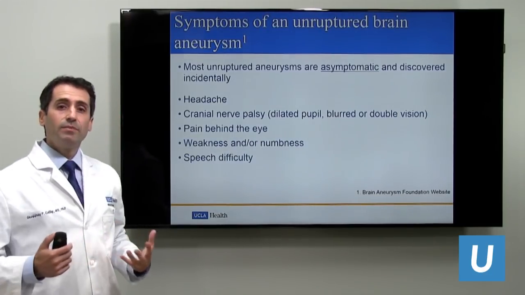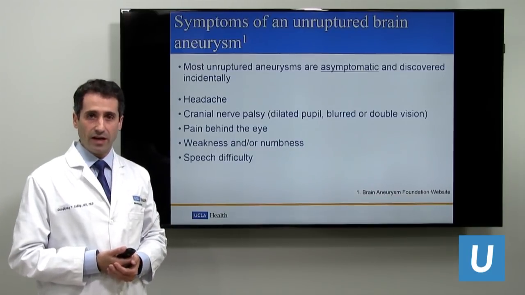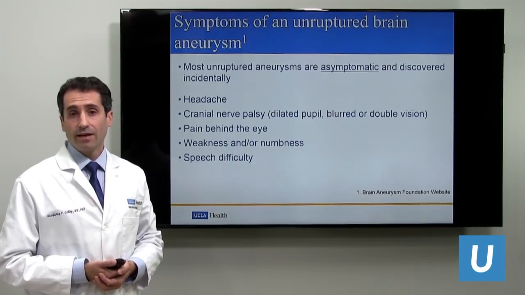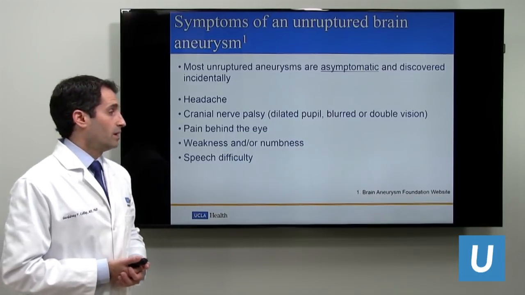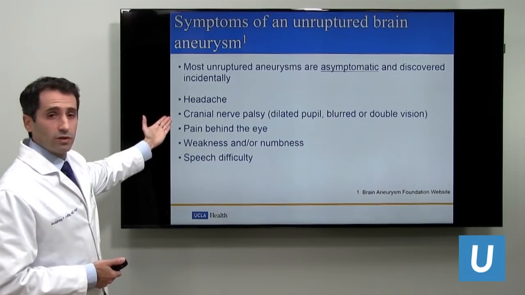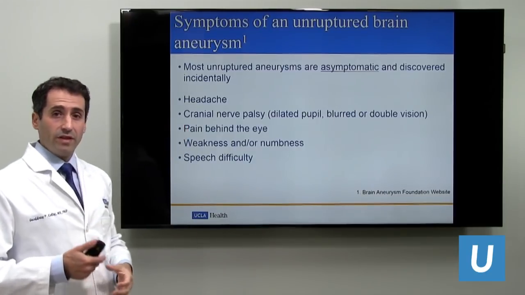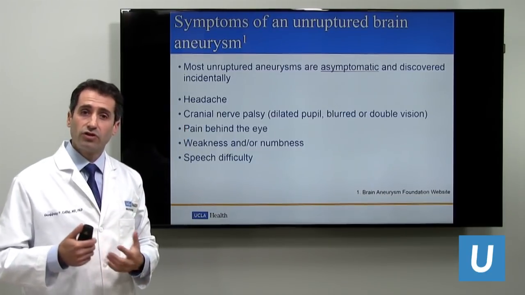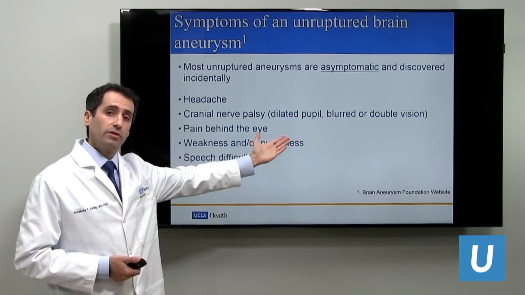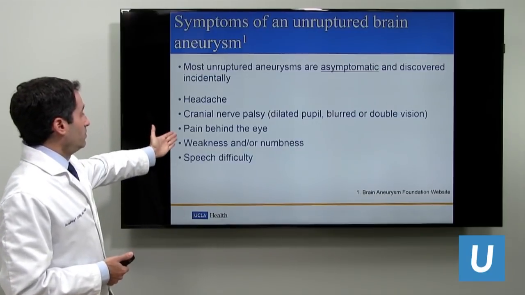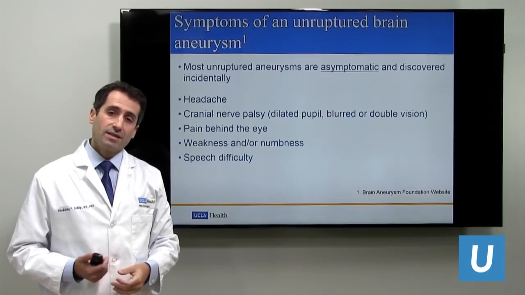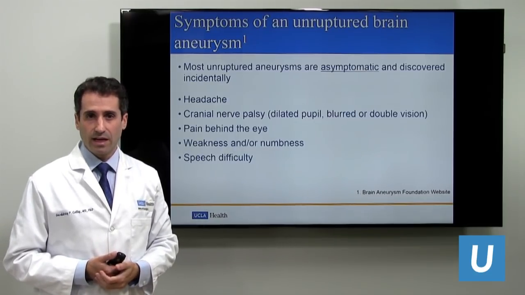So what are the symptoms of an aneurysm? How does a patient know they have an aneurysm if it's not ruptured? Most of the time these aneurysms are actually asymptomatic and the patient doesn't know they have them. Sometimes there are symptoms associated with them. They can cause headaches. They can cause what's called cranial nerve palsies, which is when the aneurysm reaches a certain size and can push on some of the nerves in the head, and that can lead to things like dilated pupils or blurred or double vision. They can cause pain behind the eyes, weakness or numbness, and sometimes even speech difficulties. But as I said, most of the time an unruptured aneurysm is asymptomatic.